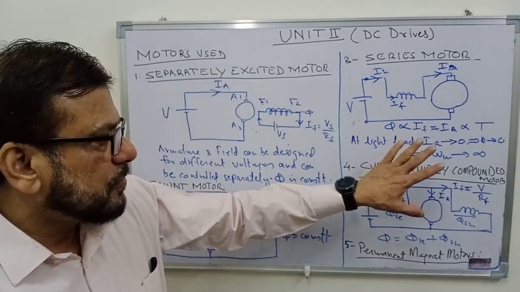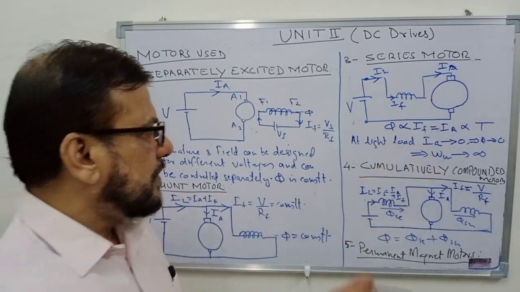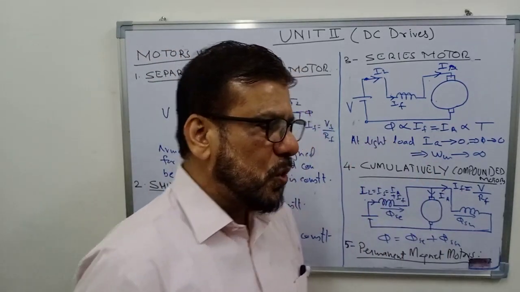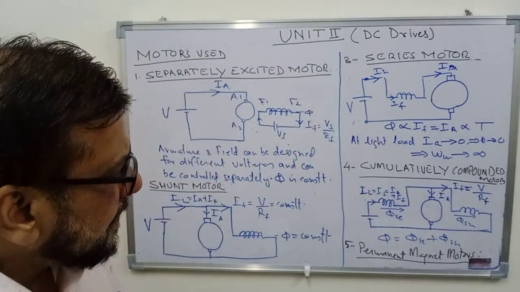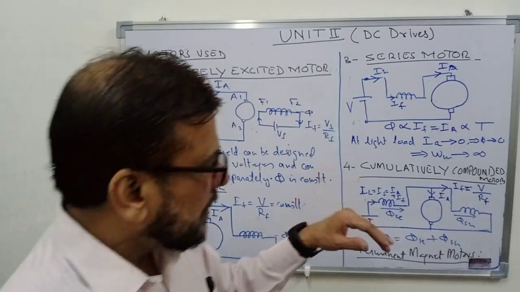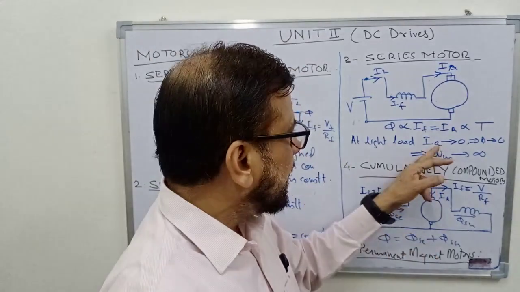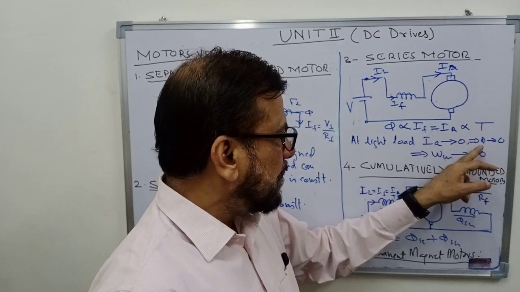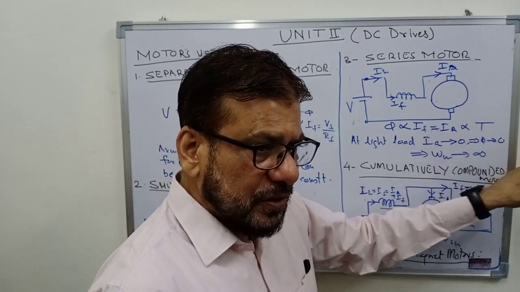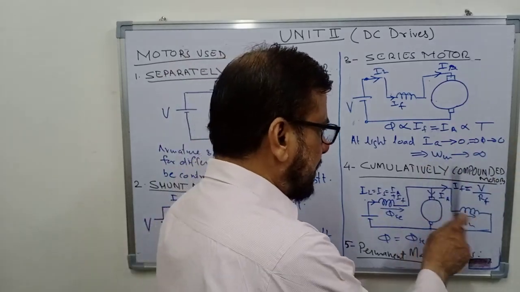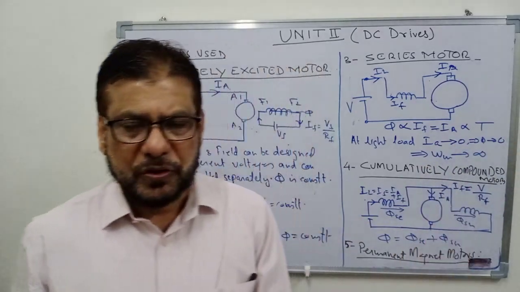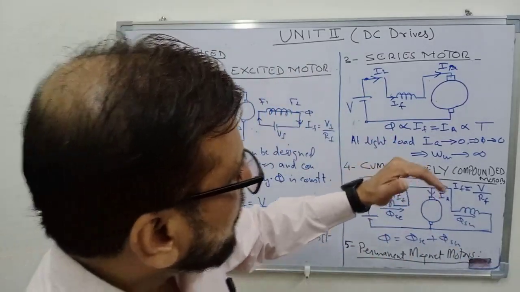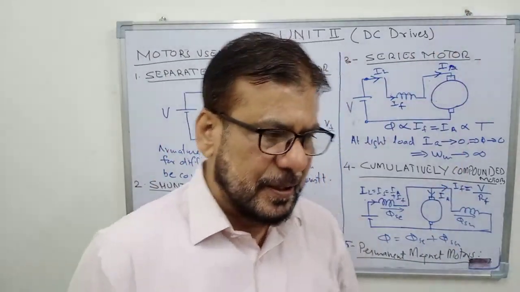So the DC series motor produces a flux which is proportional to load on the motor. So at light load conditions, when the load is very low, the armature current will be tending to 0. This will imply that flux will be tending to 0 and that will mean that the motor speed will tend to infinity. So at low load conditions, the motor speed becomes dangerously high.